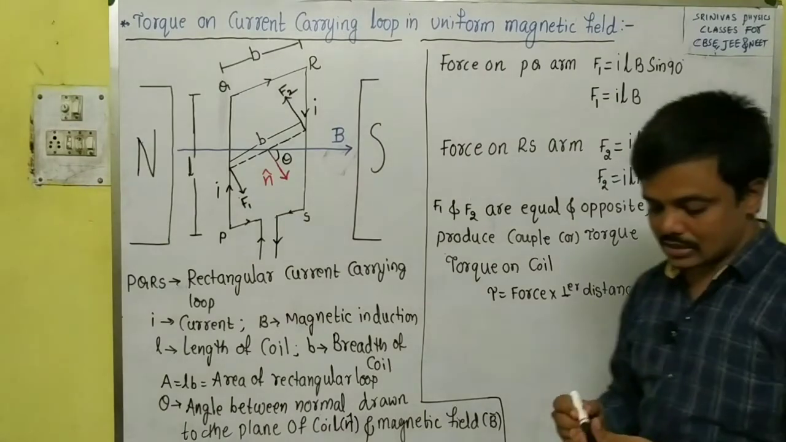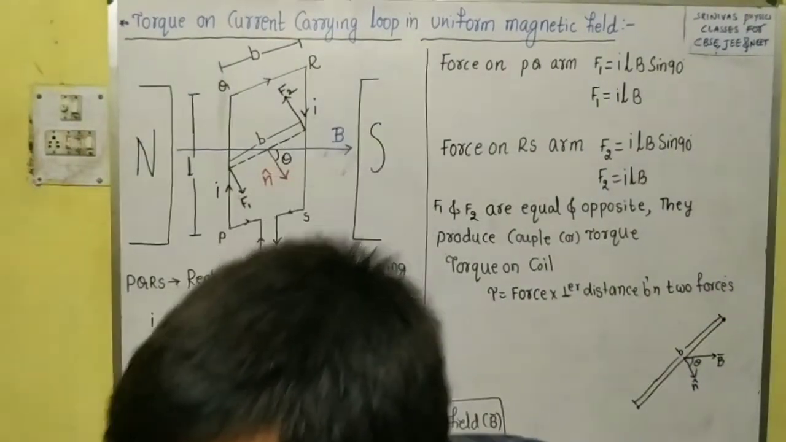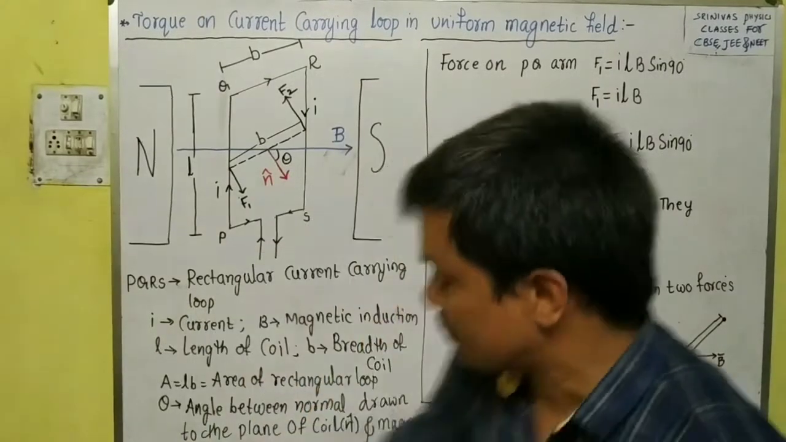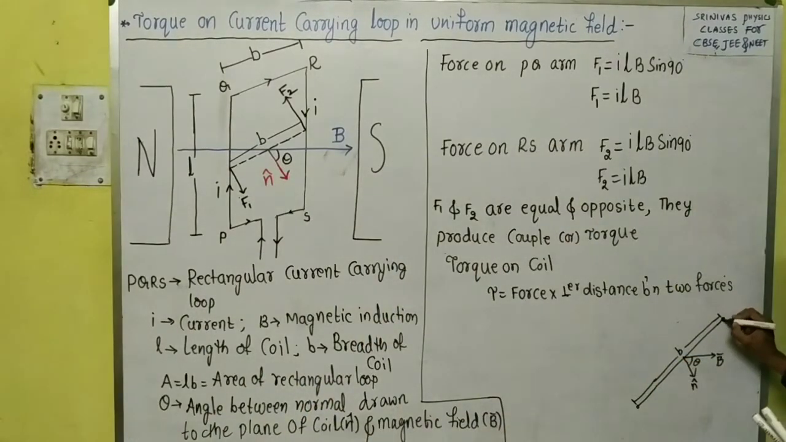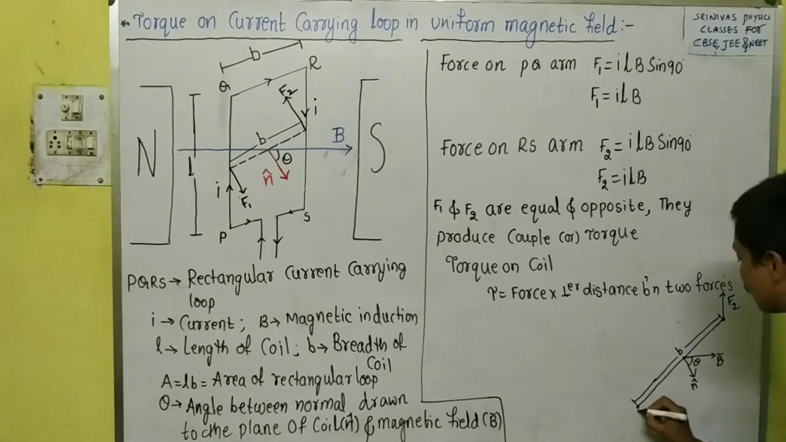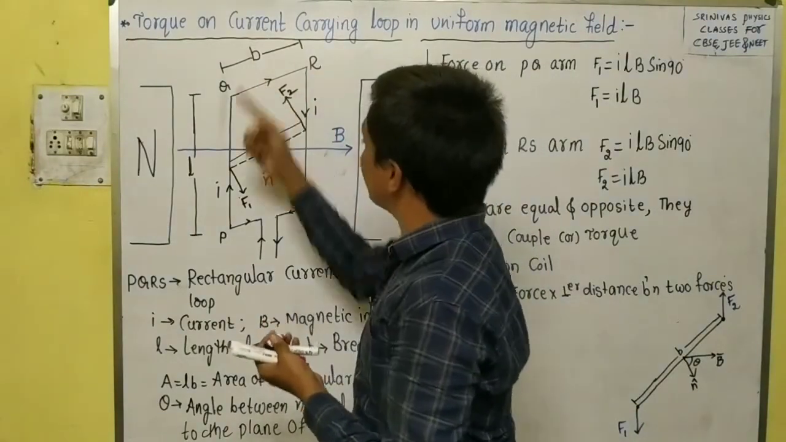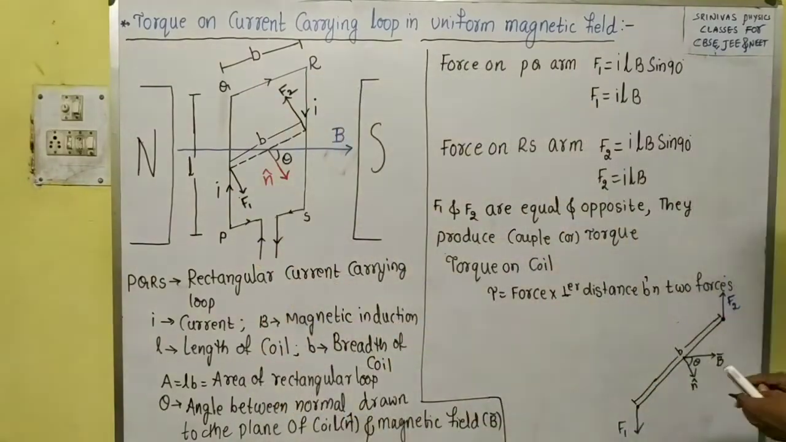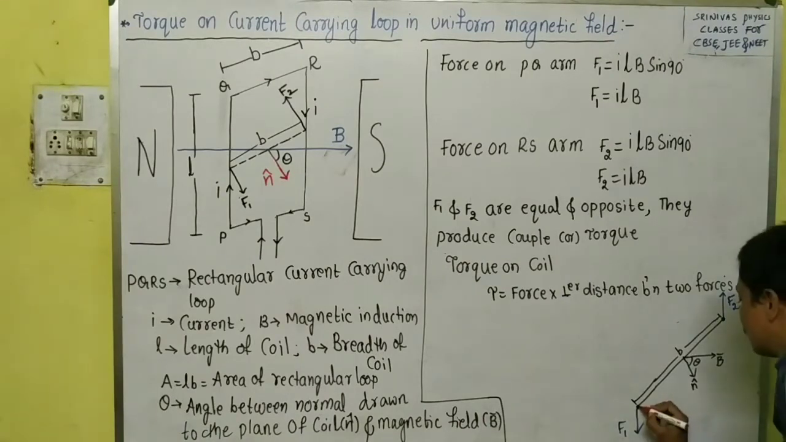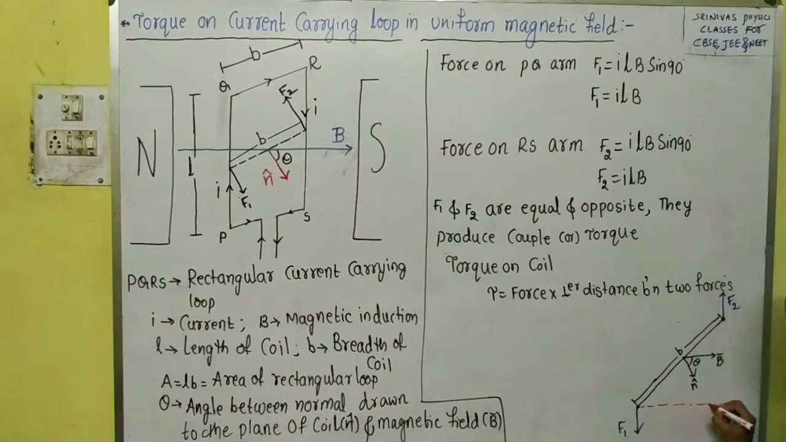The force on this side is upward, right? We know already, that is F2, and the force on this side is downward, that is F1. I want the perpendicular distance between the two forces. On this side force is upward, on this side force is downward, according to Fleming left hand rule. Now we have to know the perpendicular distance between the forces. We can form a triangle here by using this.